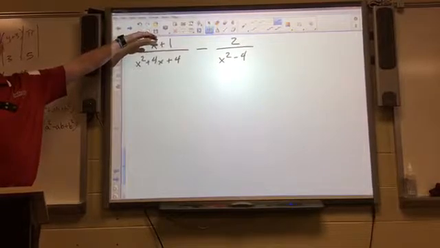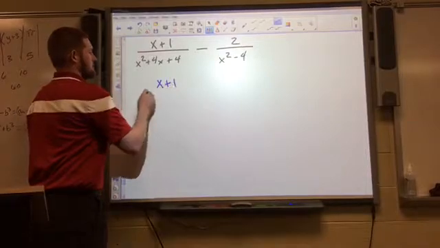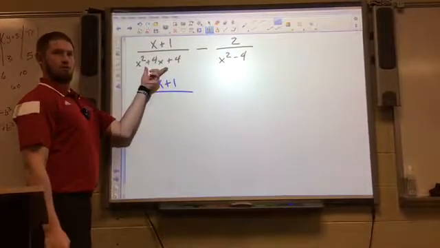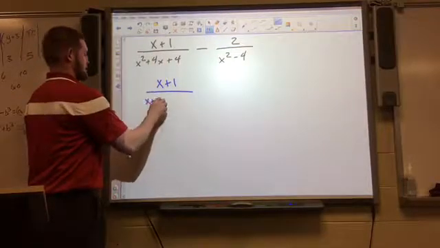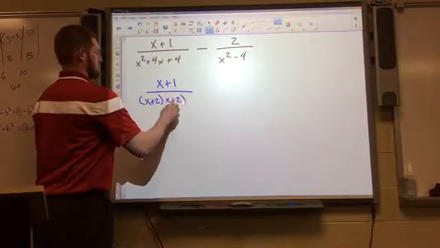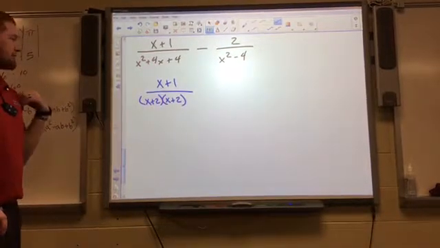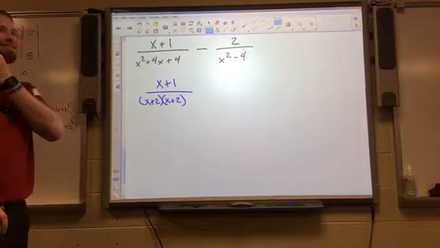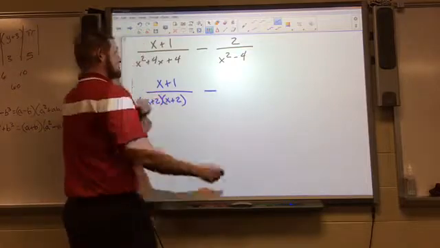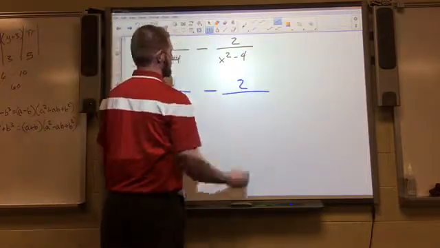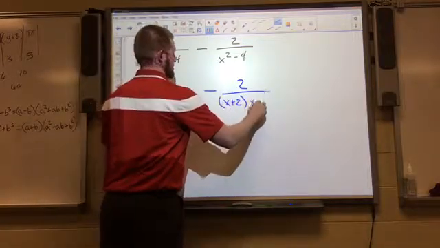Do anything to the top? Can I do something to the bottom? Yes. So I have x plus 1 on top. The bottom factors to what? Because it multiplies to 4, adds to 4. I'm going to write it as x plus 2, x plus 2, just that way I can really see what I'm looking at. That's lazy, Mitch. Either way, minus 2 over x plus 2, x minus 2.